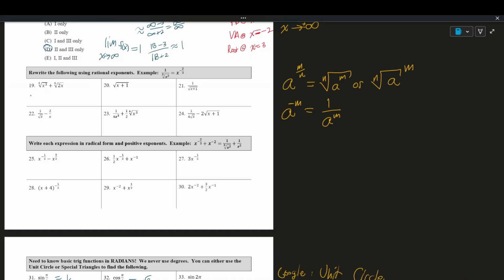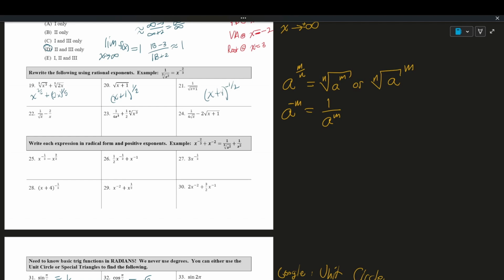So we're just going to rewrite this as x to the 3/5 plus 2x. Now, because 2x is inside the radical, we're going to rewrite it like this. Okay, same thing here. We're just going to rewrite this as x plus 1 to the 1/2. We can rewrite this because the radical is in the denominator. That means that the exponent must be negative, and it's just like question number 20. So this has to be x plus 1 to the negative 1/2.